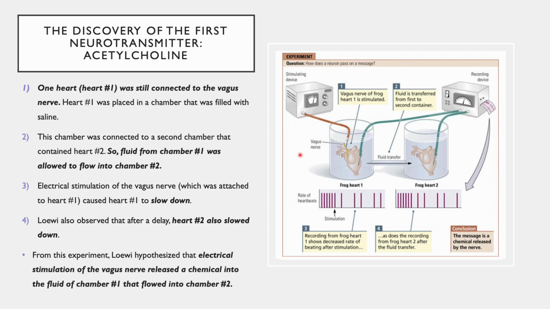So how is this occurring? Interestingly, he found that electrical stimulation of the vagus nerve released the chemical or neurotransmitter that we know today as acetylcholine. He called this Vagusstoff because he was German, which literally means like a vagal fluid. And so he thought this chemical from the vagus nerve was inducing the slowed heart rate in heart number 1, and that this Vagusstoff substance, which we now know as acetylcholine, was transferred to heart number 2 to slow down the heartbeat.